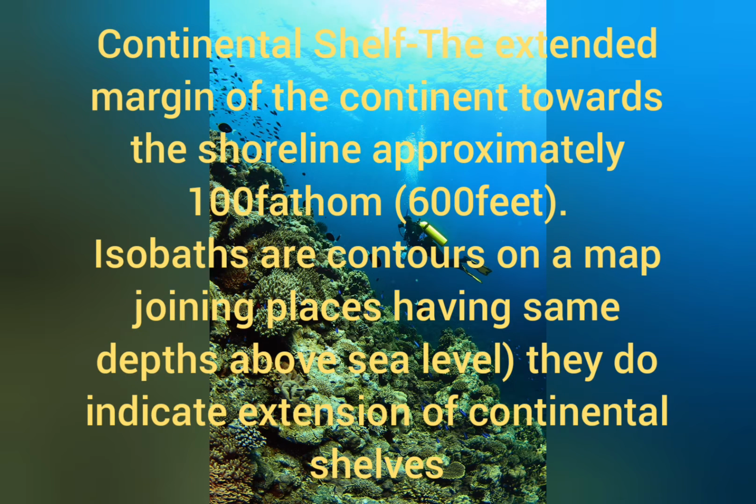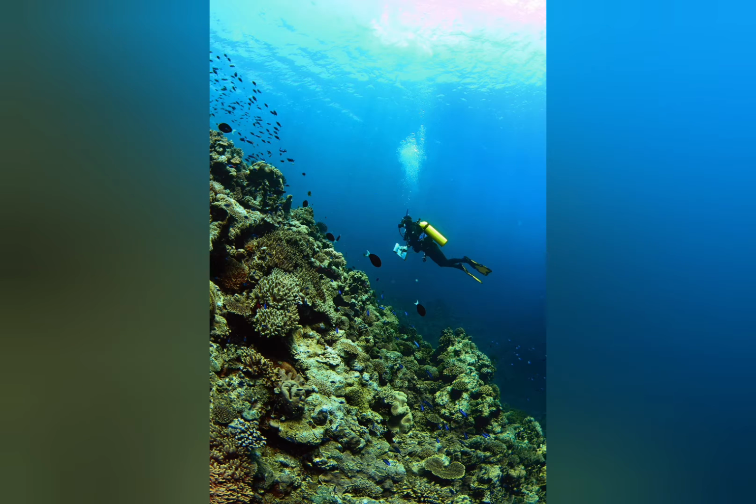Continental shelves thus are the seaward extensions of the continents from the shoreline to the ocean edge, and they are approximately 100 fathoms or 600 feet deep. Now there are isobaths, which are contours that join all the places having the same depth. They are used to locate the extension of the continents into the ocean and help us find out the extent of the continental shelf. So it is basically a very shallow platform under the ocean which is an extension of the continent.